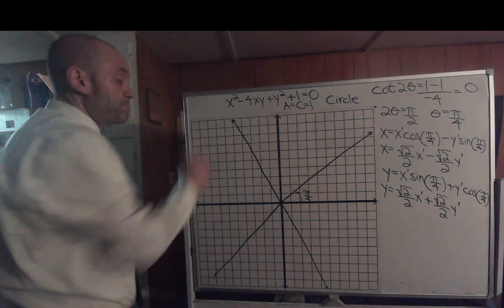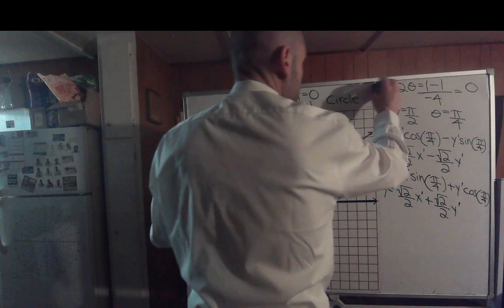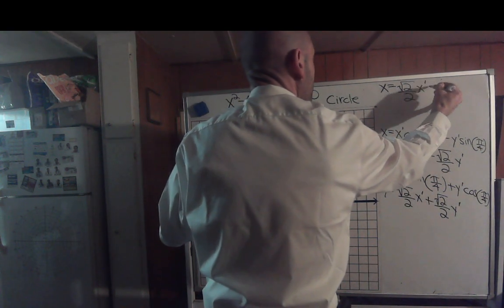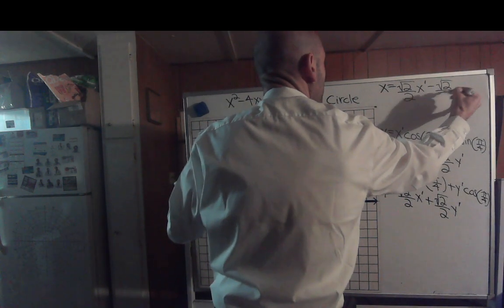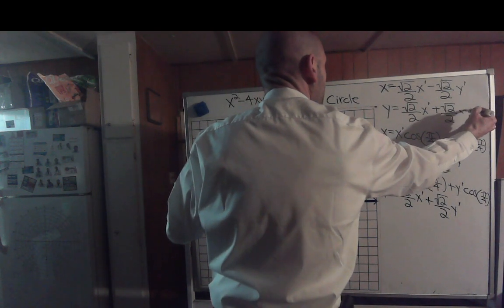Okay, so let's go ahead here and let me condense some of this. I know we found the angle now. If you need to see how we found the angle, please feel free to rewind this. There's no harm in doing that. So x is going to equal square root of 2 over 2 x prime minus square root of 2 over 2 y prime. And then y is going to equal square root of 2 over 2 x prime plus square root of 2 over 2 y prime.